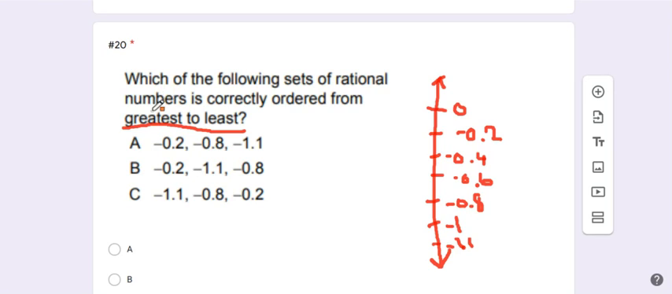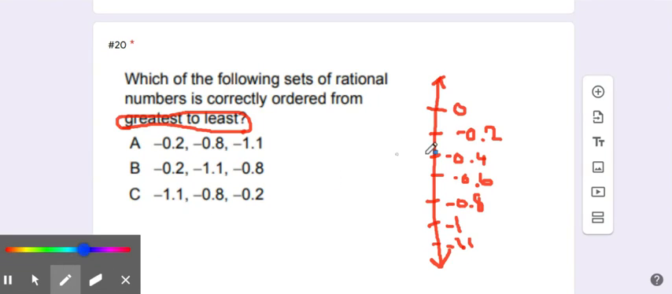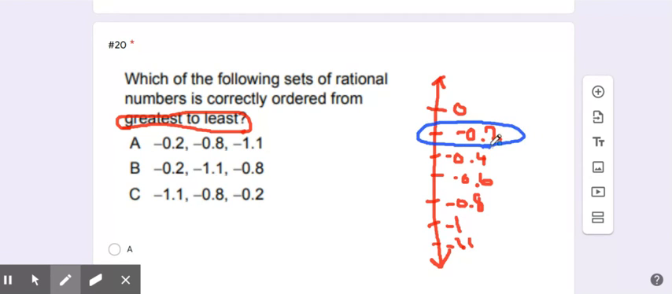So if we want the list in order from greatest to least, would you agree the greater numbers are further up on the number line? So which of these numbers, negative 0.2, negative 0.8, or negative 1.1, which of those numbers are further up on the number line? Well, as you can see, negative 0.2 is the furthest number up on the number line. So it's the greatest number. So that eliminates option C. Option C is out because option A and B have negative 0.2 listed first in the set. So it is the greatest number.